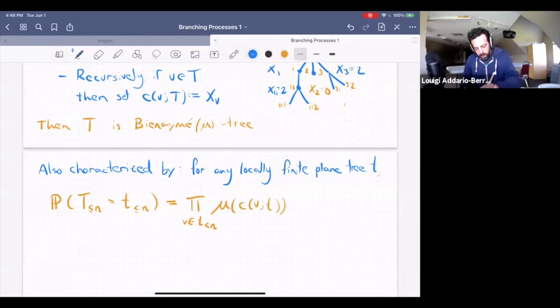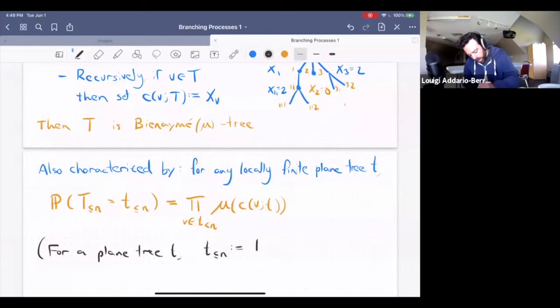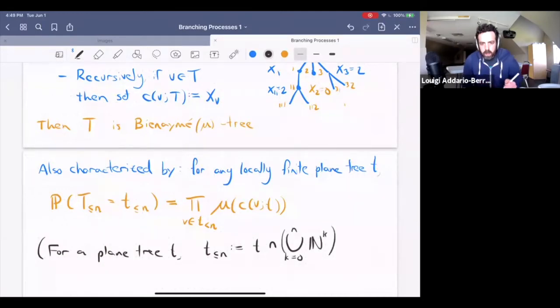Okay, so what's my notation here? For a plane tree T, I'll write T less than or equal to n to be the tree T. Remember, this is a subset, just a set of nodes of the Ulam-Harris tree. And then I just take the intersection of that with the first n levels of the Ulam-Harris tree. And similarly, T less than n takes the intersection with the first n minus one levels.